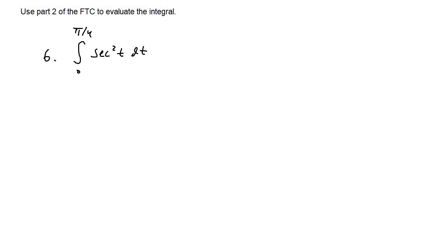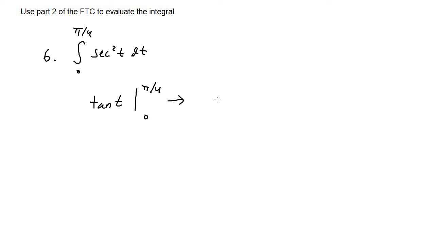Now for number 6, we have the integral from 0 to pi over 4 of secant squared of t dt. Now in order to find the antiderivative, or the integral of secant squared, we need to think about what did we derive to get secant squared. Well, we derived tangent of x to get to secant squared of x, so we integrate secant squared to get to tangent. But instead of x, we have t, so the integral of secant squared is going to be tangent of t.